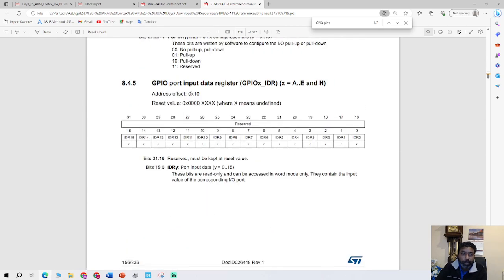And the next one is the GPIO input data register. It's IDR, and its offset value is 0x10.